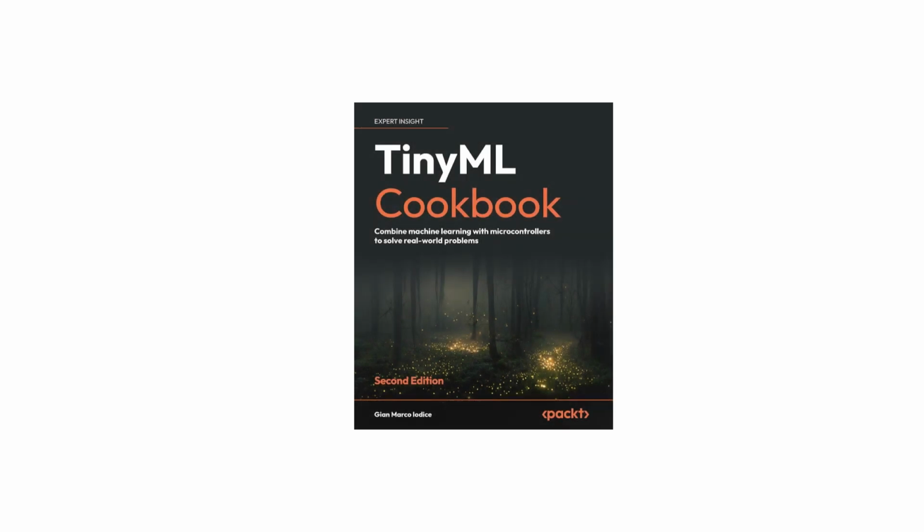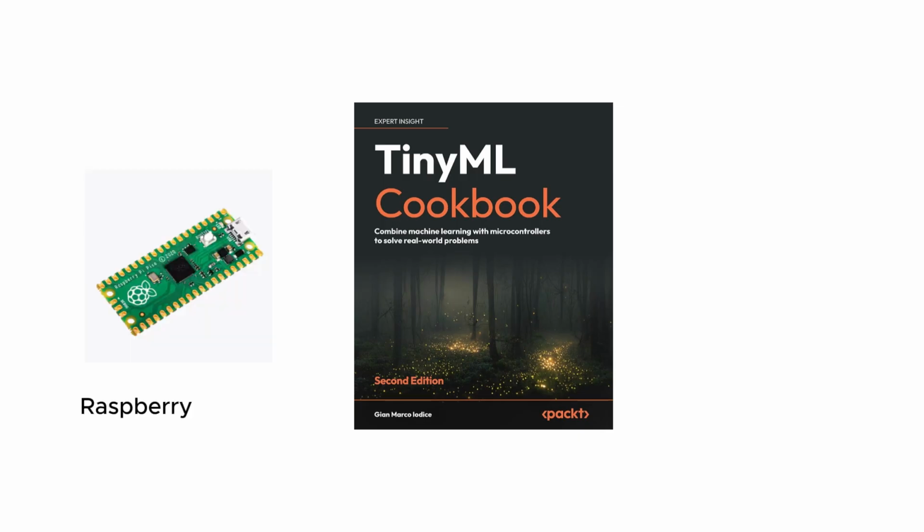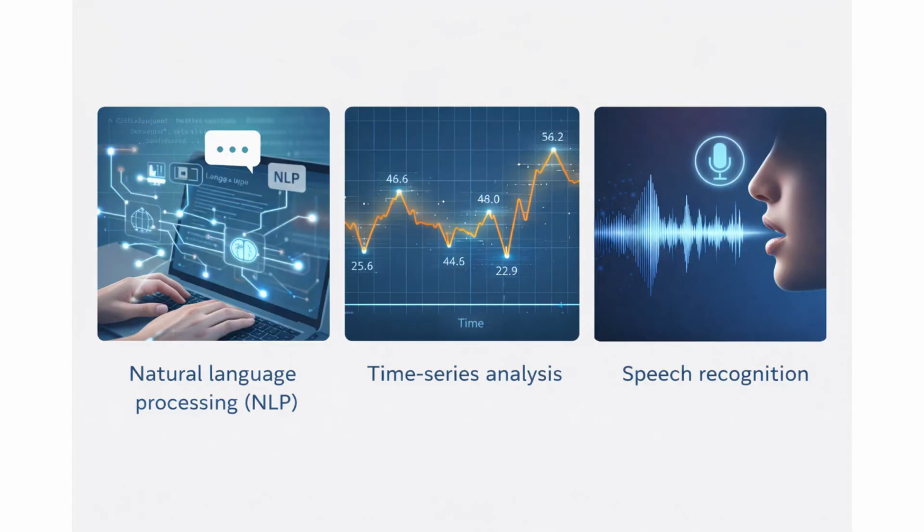To build this, I started where everyone starts, the TinyML Cookbook by Gianmarco Iodice. The book uses Raspberry Pi Pico. The music example uses something called an LSTM, a long short-term memory network, which is a recurrent neural network. Some areas where RNNs have been found very successful include natural language processing, time series analysis, and speech recognition. Logically, it makes sense. Audio is time series data.